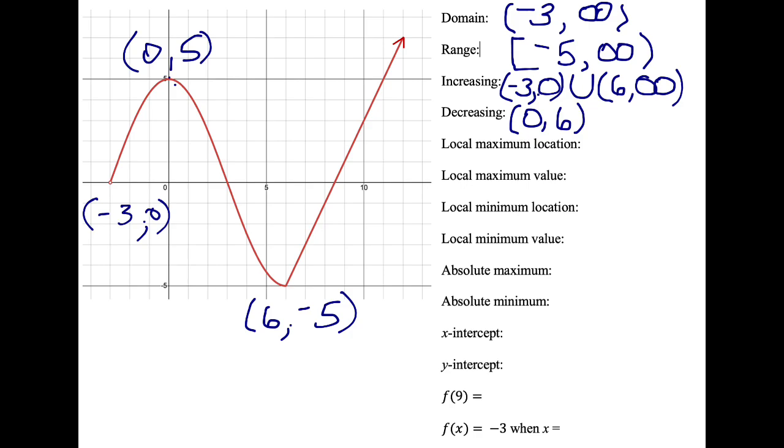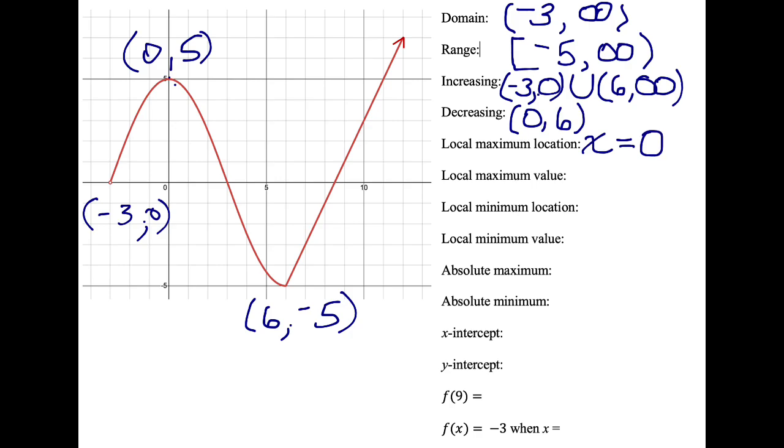Local maximum is like the top of a hill. So here's a local maximum point. It's not the highest the function ever gets. It's going to get higher going out to the right here, but it's a local maximum. It's the highest hill around. So the location of a local maximum is its x value. Where does it happen? It happens at x equals 0.